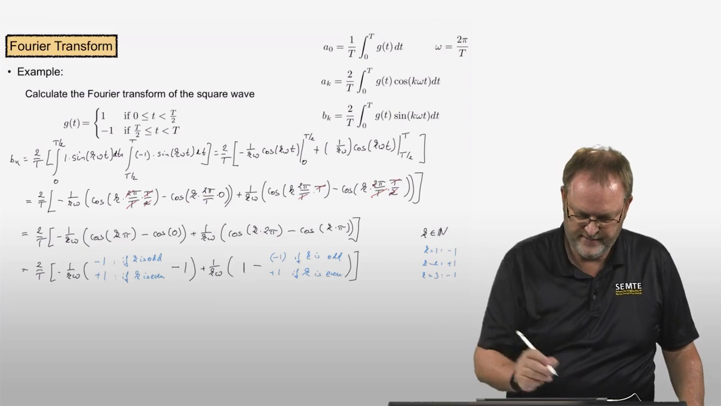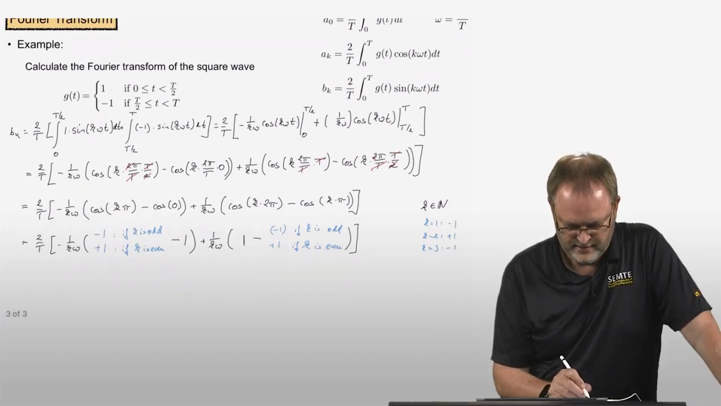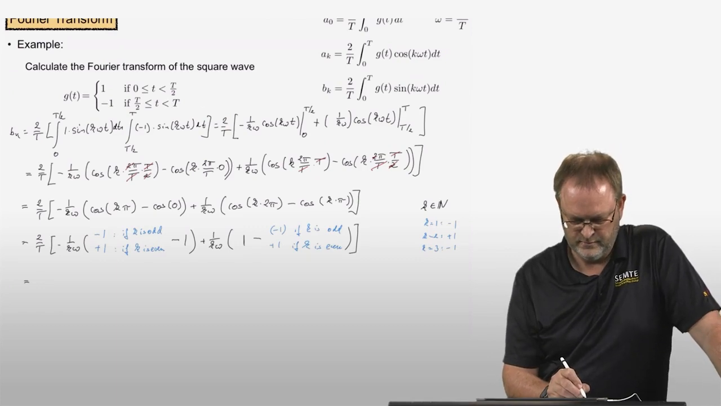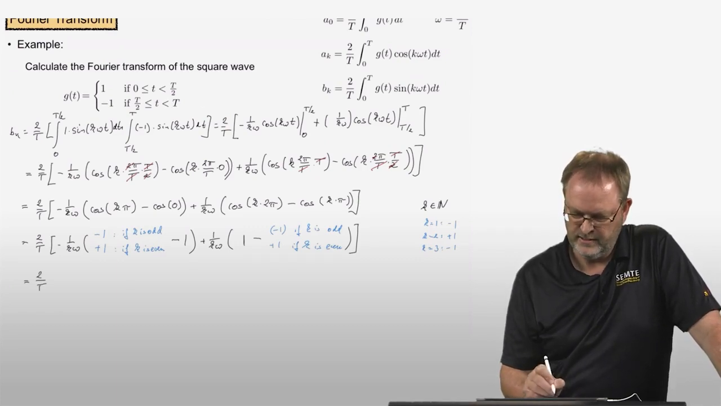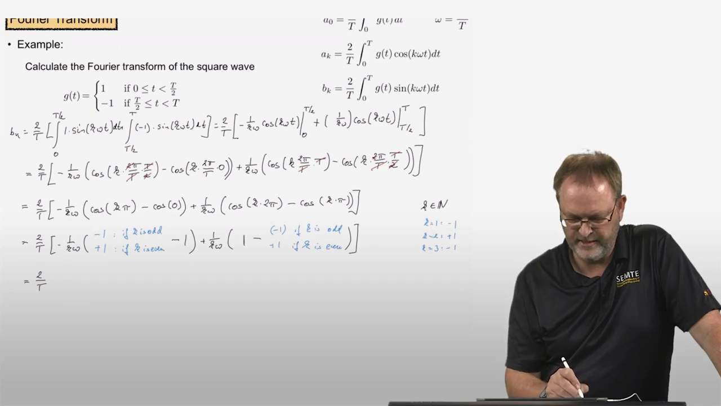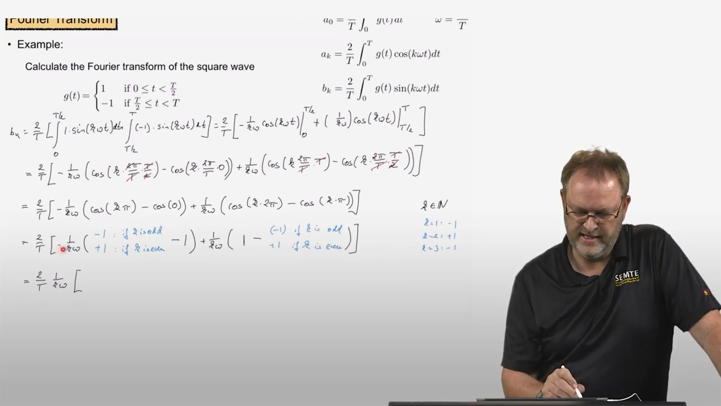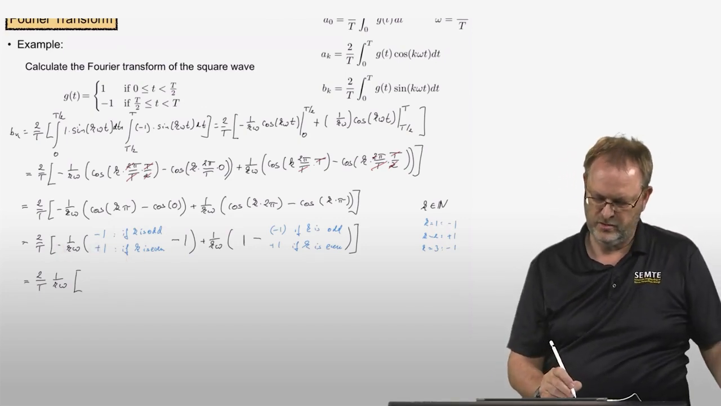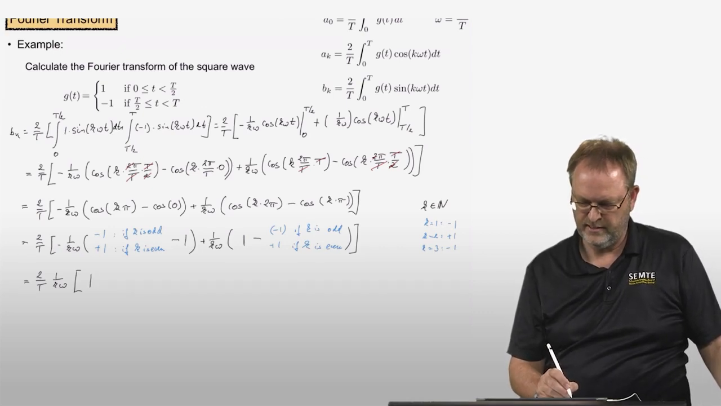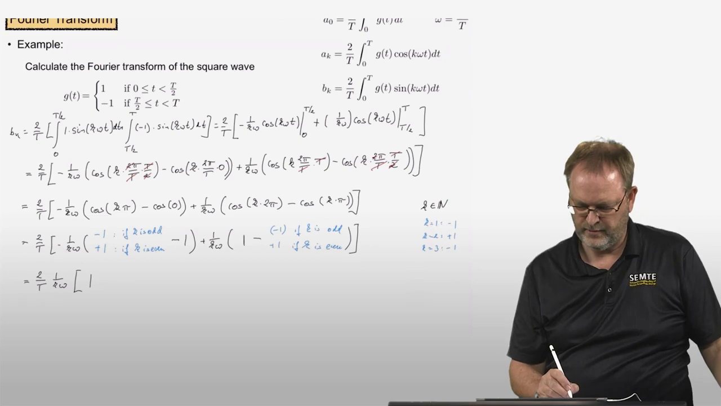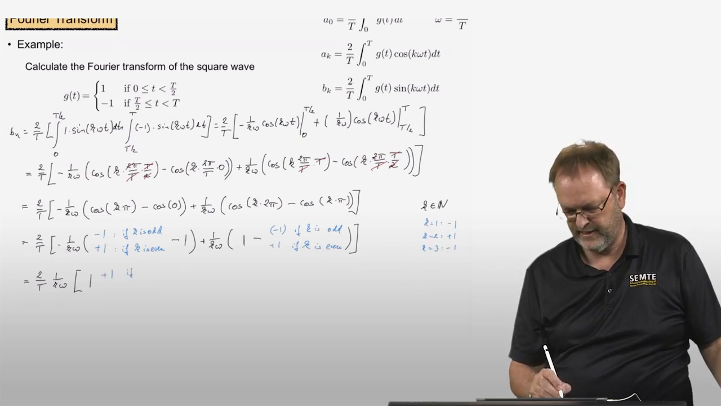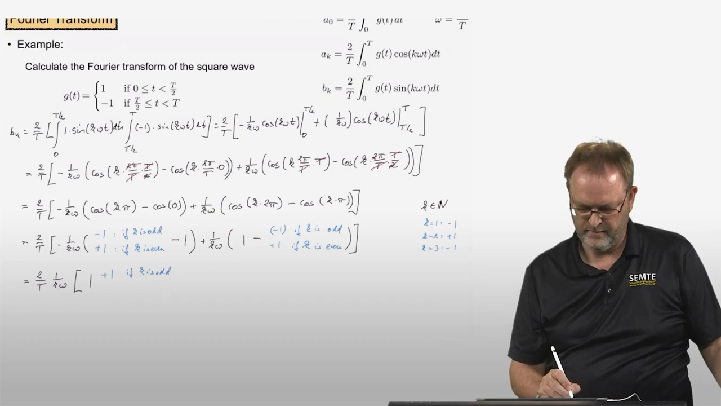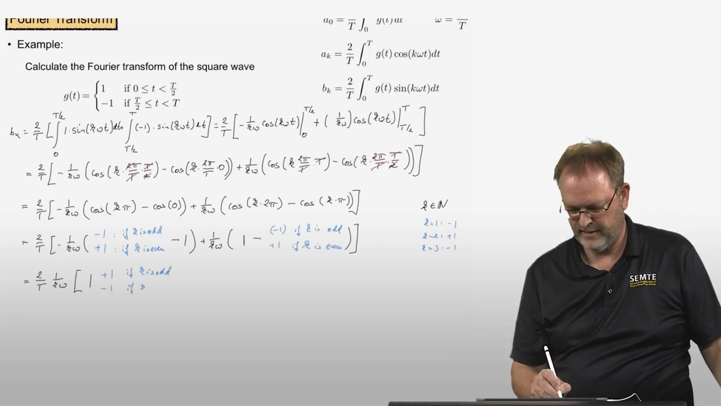Okay, so let's see what we have. So that's equal to 2 divided by t. And let me factor out 1 over k omega, right? So in this first term here, I have a minus sign. Let me multiply this minus sign into this parentheses. So I get 1, and then we have plus 1 if k is odd, and minus 1 if k is even.